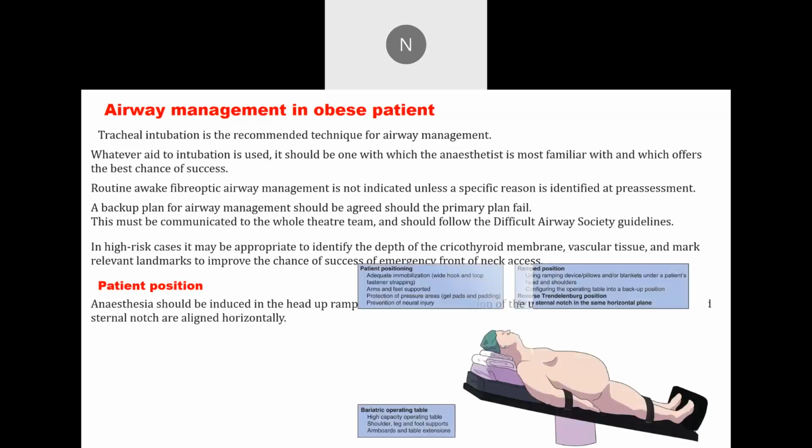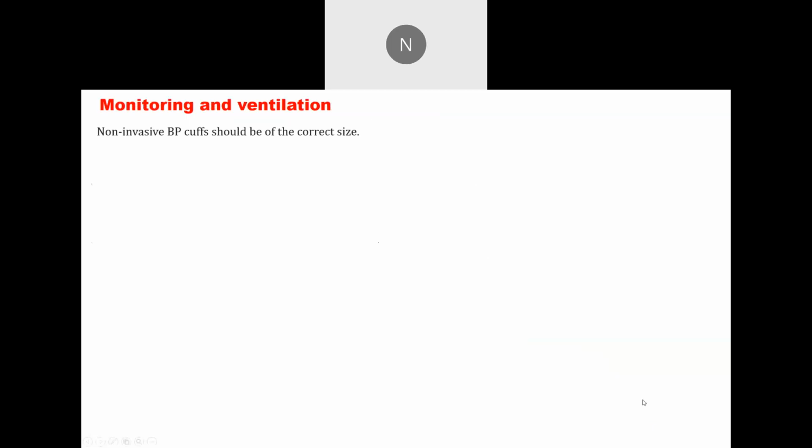And patient position should always be the head up tilt and ramping position, and the bariatric operating table will have a high capacity, with shoulder and leg support. So patients always, when you give the head up tilt, they must have a pad here to prevent them from slipping, and the legs should be bound to the table with the belt.